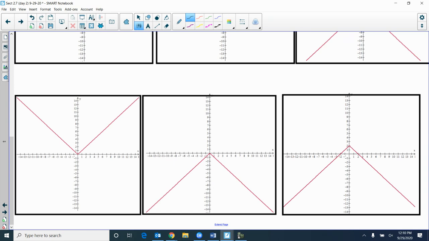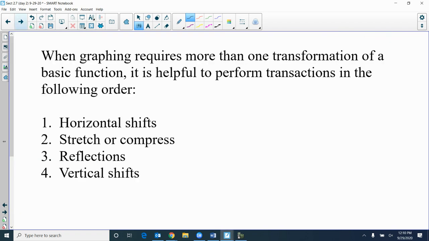Well, when I have multiple transformations, order is very important. This little order will make your life simpler. Now I got guided notes for this one. Matt, too much to ask for you to write it down.